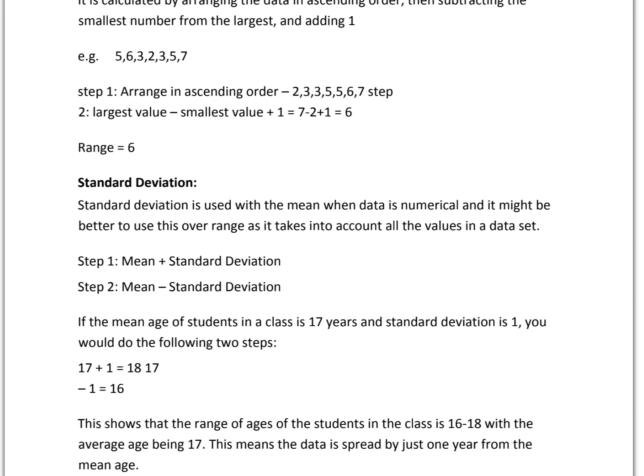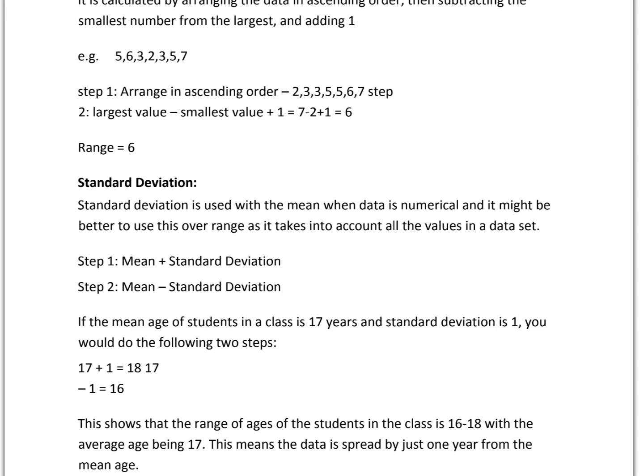Apologies for the editing over here. The 17 should actually be over here at the bottom. So this is 17 plus 1, which is 18, and 17 minus 1, which is 16. Now, what do these values of 16 and 18 even mean?